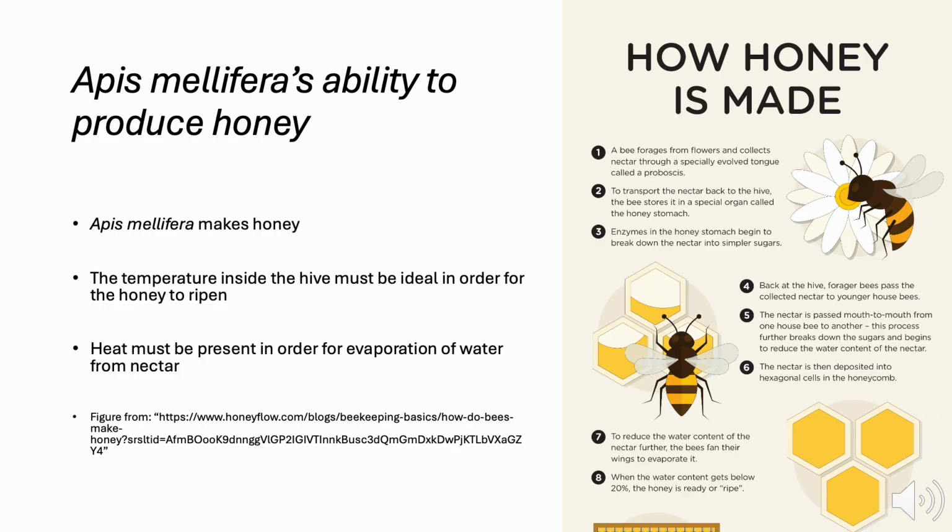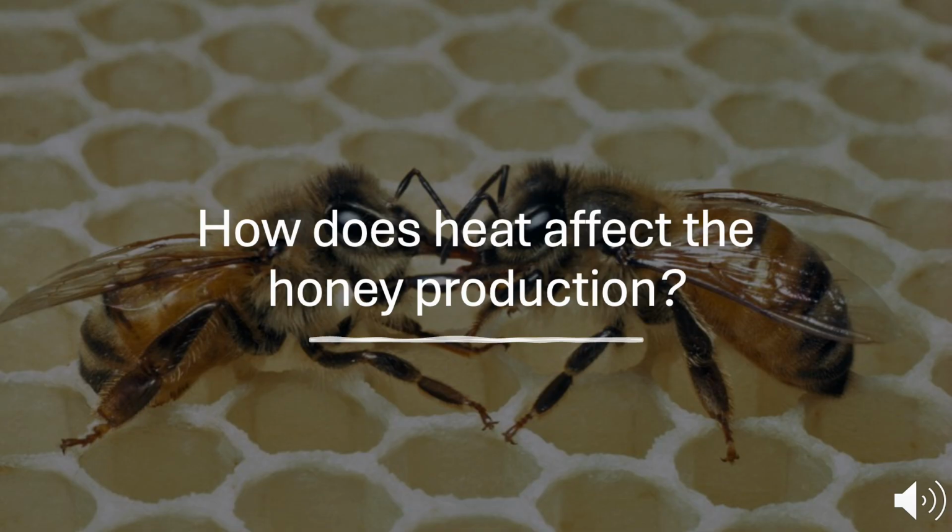If the hive is too cool, evaporation slows and honey won't form properly. If it's too hot, bees spend more time cooling the hive and less time foraging. So heat plays a direct role in determining how efficiently bees can produce honey. And thus we arrive at the central question. How does heat, and specifically an increase in heat, affect honey production in Apis mellifera?